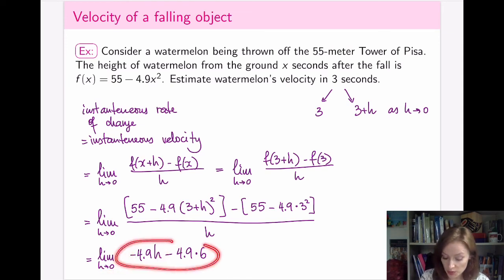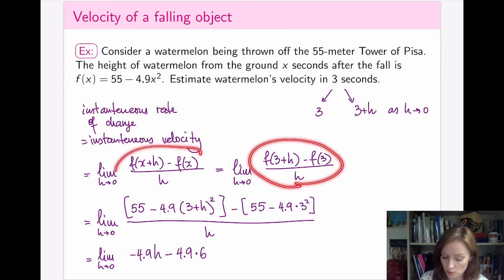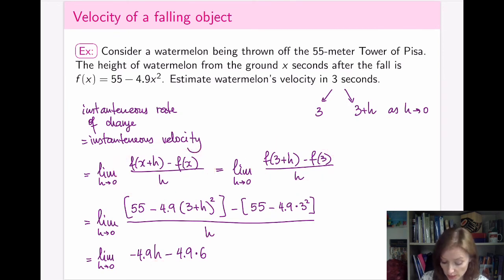Notice that this expression is now much better than the one we started with. In the one we started with, which was back here or back here, h was on the bottom. So I couldn't just plug h equals 0 in, right? But here, I have no such issue, so I can just plug in h equals 0. And what this will give us is that this quantity approaches minus 4.9 times 6, which is minus 29.4, and the units were meters per second.